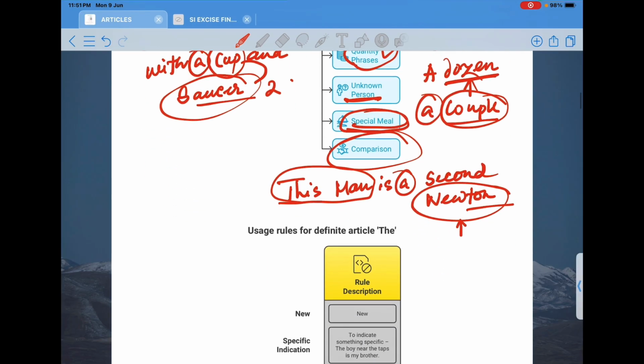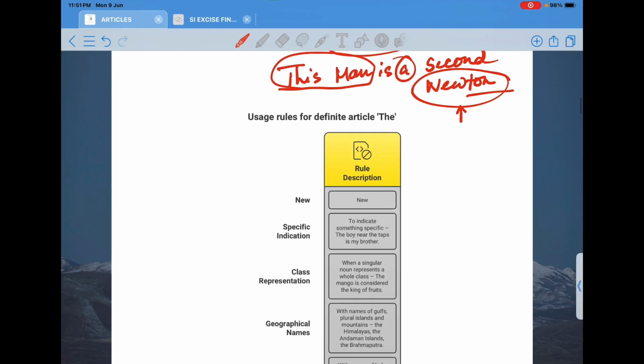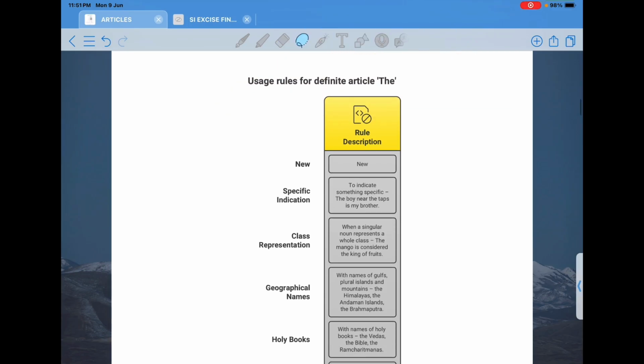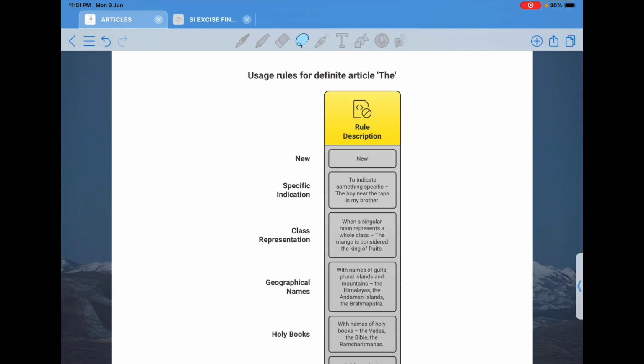Next, use rules for the definite article. As I mentioned earlier, what is a definite article? Definite articles are the articles which are definite in nature, particular in nature. You know, you are talking about this particular thing.